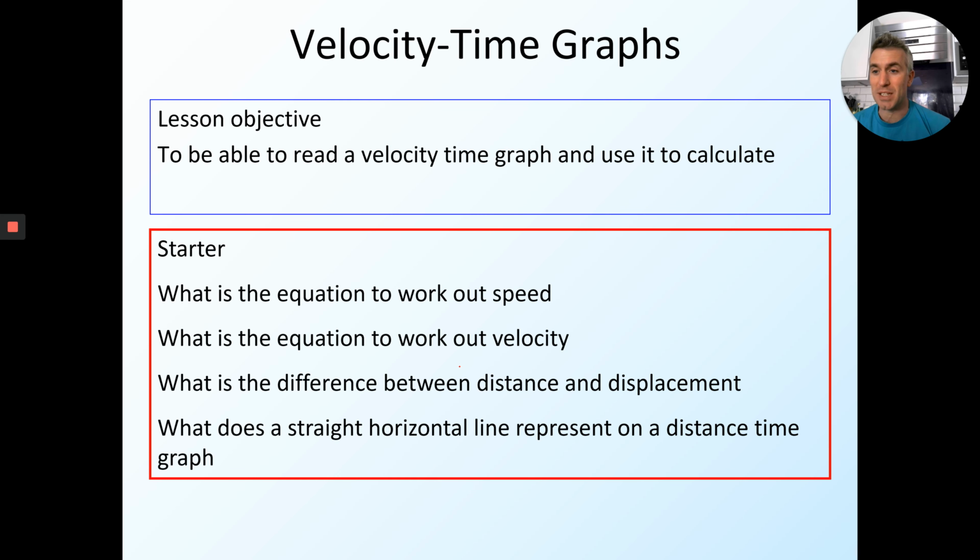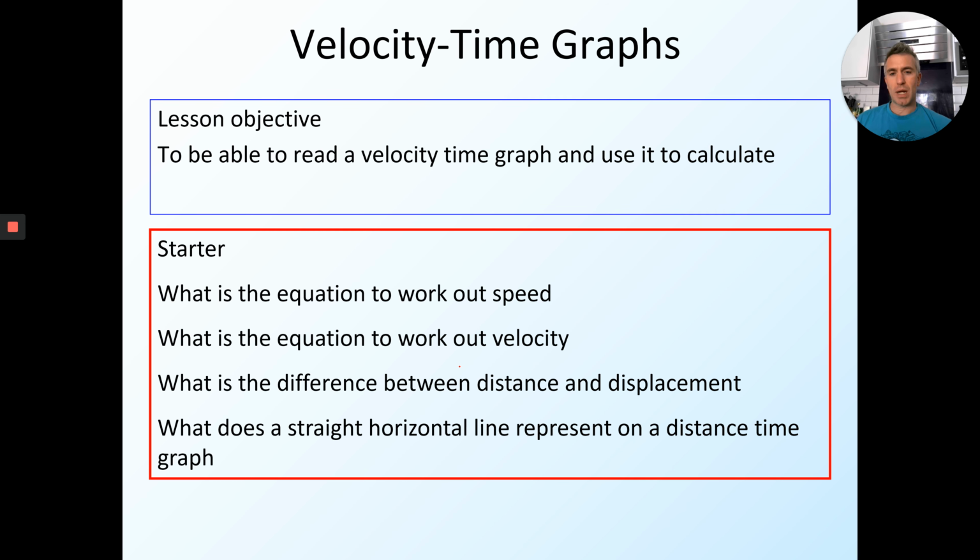Hi. Okay, so today we are looking at velocity time graphs. We're going to be able to read a velocity time graph and use it to calculate, well, I just stopped writing there. Calculate something. That should be acceleration, or maybe just calculate. Obviously, I wasn't paying attention. But the starter. Hopefully, I've been paying attention when I wrote these ones.